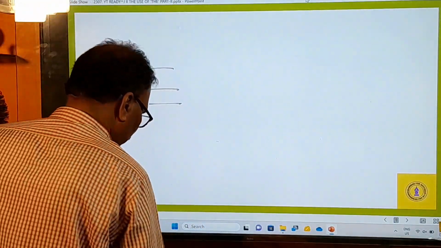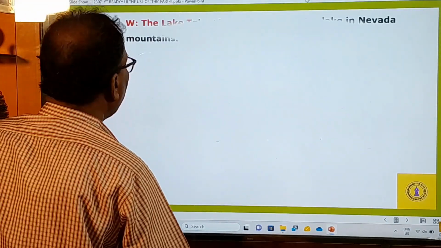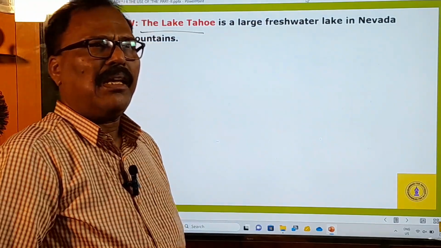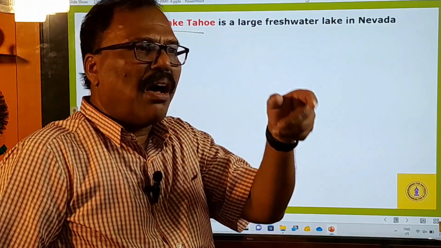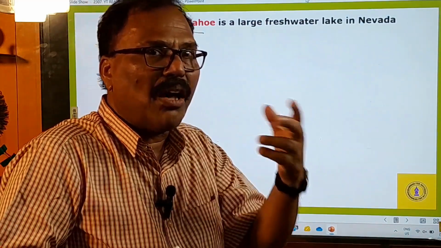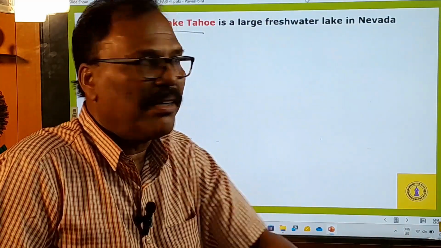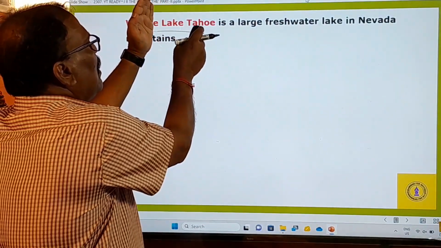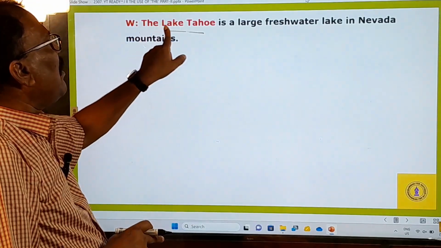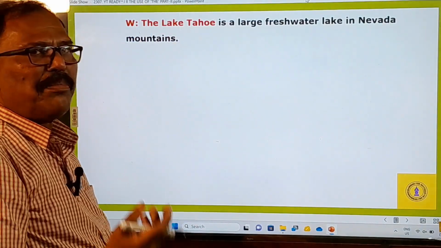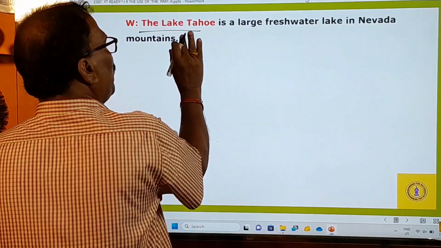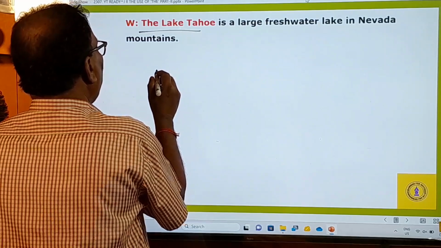Now you go to the examples. The Lake Tahoe. See, in the examination, what happens generally is where we are supposed to use the article, he doesn't give you the article, and where we should not use the article, there he gives the article. Before the name of a single lake, we should not use any article, but in the examination, he will give an article. Otherwise, how can it become a wrong sentence? Therefore, a wrong sentence will be given like this, and then we have to correct it.